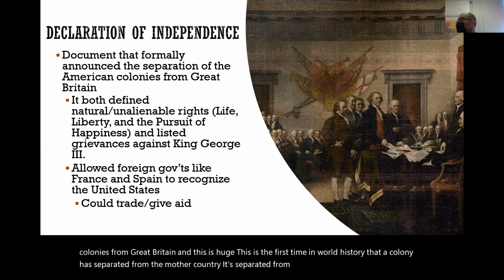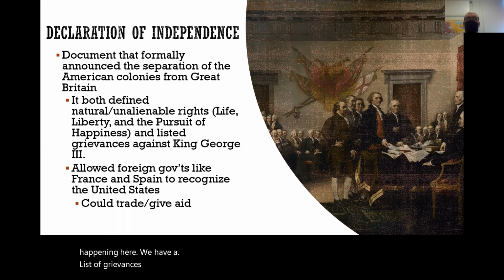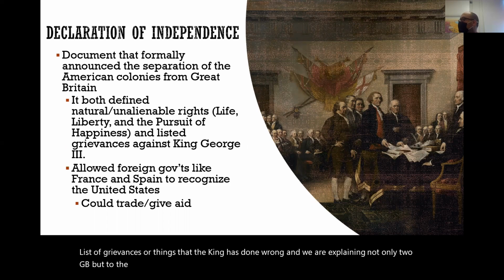Sometimes history teachers like to call this the greatest breakup letter in history, because essentially that's what is happening here. We have a list of grievances, or things that the king has done wrong. We are explaining not only to Great Britain, but to the world why the United States is doing what it is doing. Why are the colonies breaking away from Great Britain?